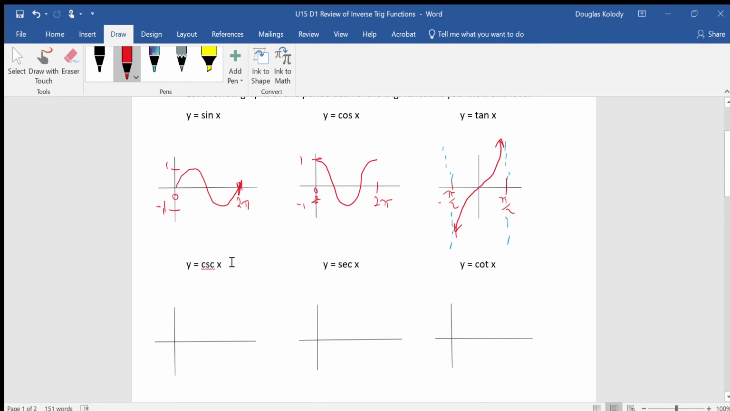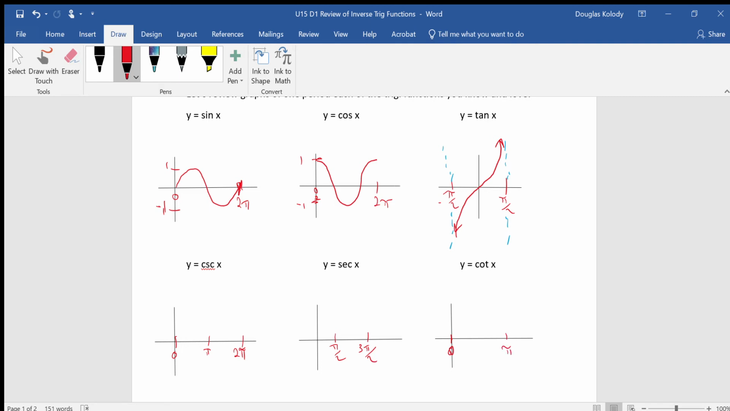So now we get to the reciprocal trig functions. The reciprocal trig functions: cosecant, the reciprocal of sine, has asymptotes at 0, pi, and 2 pi. And while I'm at it, I might as well just do this for secant. Secant's going to have asymptotes at pi/2 and 3pi/2. And cotangent will have asymptotes at 0 and pi.